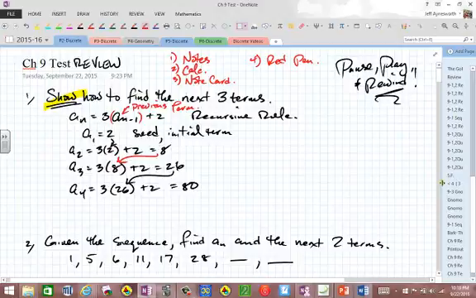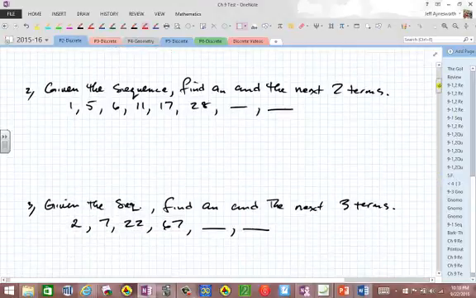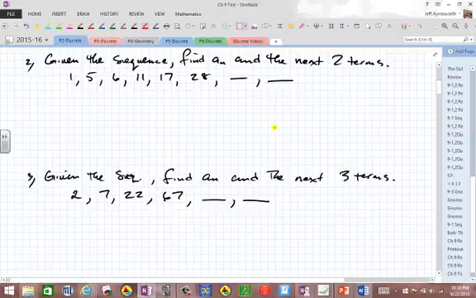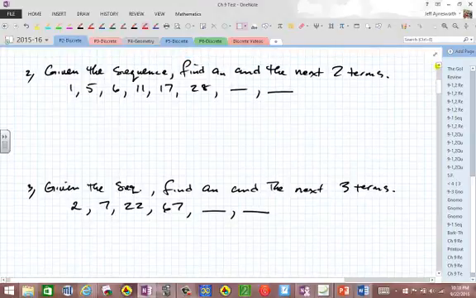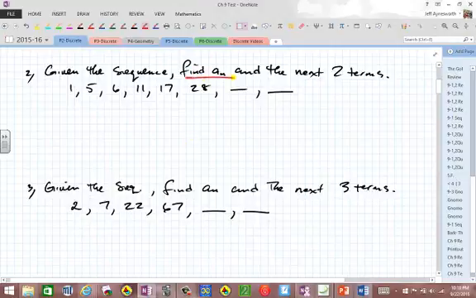All right, next problem. Let's go through this one. This is your test prep, so take it seriously. Given the sequence, find a sub n and the next two terms. You have to do two things, so read the directions. How do you do this? 1, 5. So you add 4, then you add 4 again. Ooh, that doesn't work. It's not arithmetic.